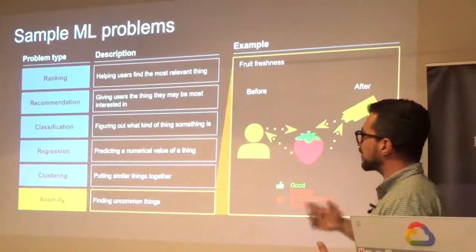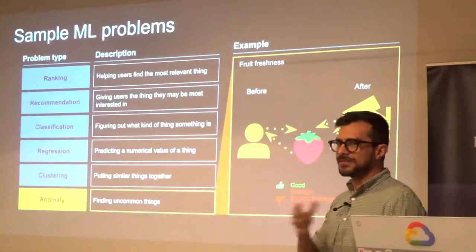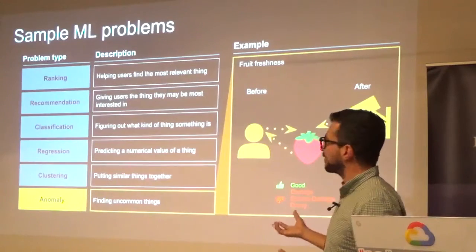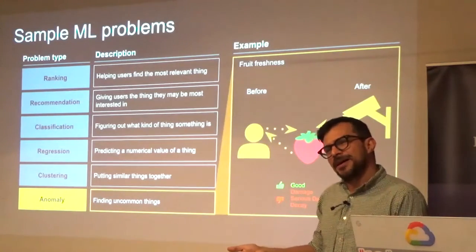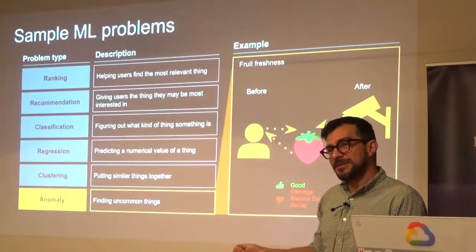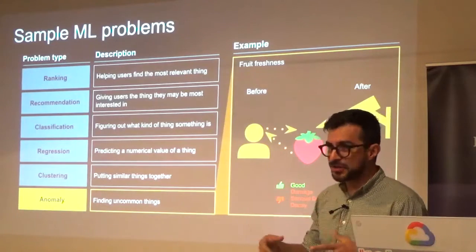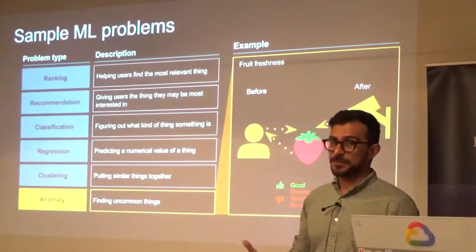And the other one that we discussed, anomaly, is trying to figure out what is different from the rest. I really like the example of the fruit freshness because it seems to be very simple, but at the same time, it could be big. And that's something that machine learning can help you decide: is this good, is this not good? And at scale, it's very important.